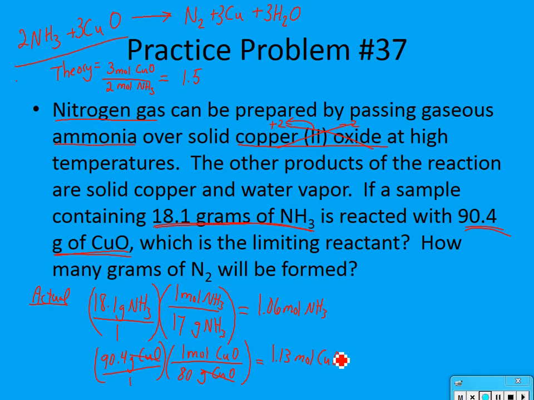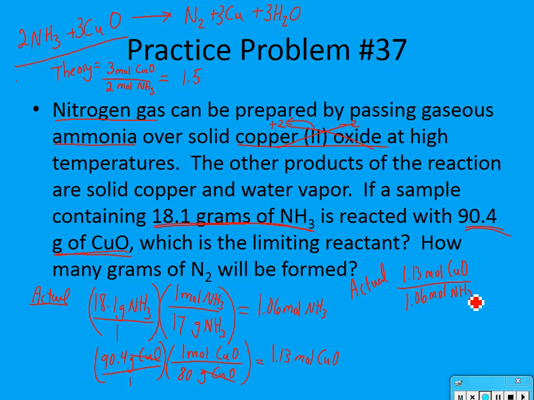moles of CuO. Okay, now we can't determine it yet. Maybe you can by looking at it. But let's do a mole ratio and see. What did I put on top in my mole ratio up here? 3 moles. Copper oxide or ammonia? Copper oxide. So I need to put copper oxide on top down here. So this is our actual. So we have 1.13 moles of CuO. So we're going to divide that by the moles of ammonia because I put that on bottom up there. I actually have 1.06 moles of NH3.